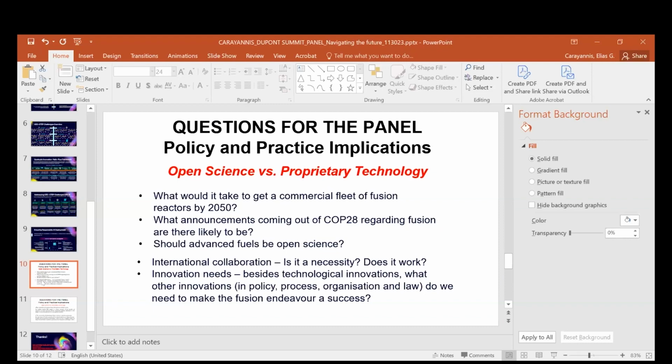First question. I think that some of these questions have been in some ways addressed already, but I would like to have us take a direct approach to addressing them again. First of all, and this is in the context of open science versus proprietary technology, this is the background, because that will definitely impact and shape the rate of progress and even the possibility of progress. So first question then is, what would it take to get a commercial fleet of fusion reactors by 2050? Would John like to take any stab at it, and then maybe Karoli?